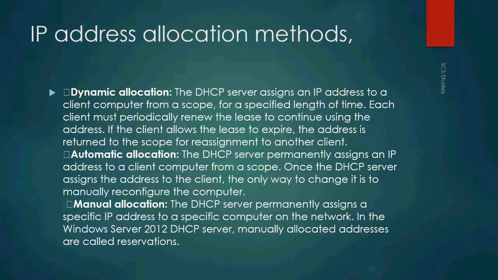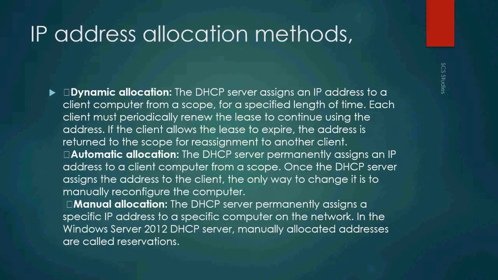So a DHCP server can assign an IP address to a client computer from a scope, and every IP address should have a specific length of time. Each client must periodically renew the lease to continue using the same IP address. If the client allows the lease to expire, that means if the client is shut down, or the IP has been released from the client machine, the address will return to the server scope and can be reassigned to another client by the next moment.